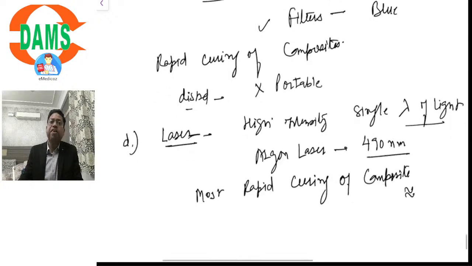It can polymerize composite in nearly 5 seconds. But that is not a desirable situation. Okay, that's why they are not commonly used. The most commonly used ones are the second generation of LEDs.